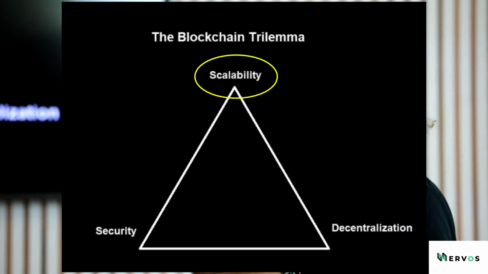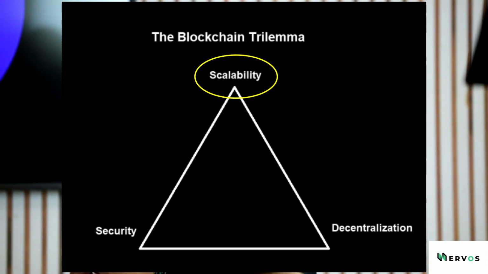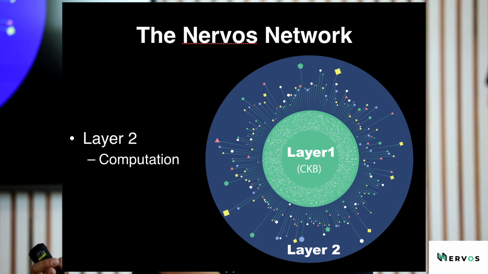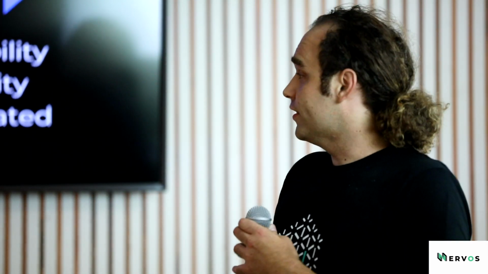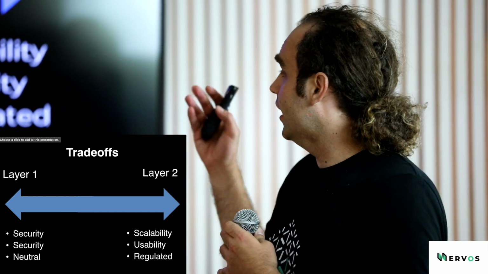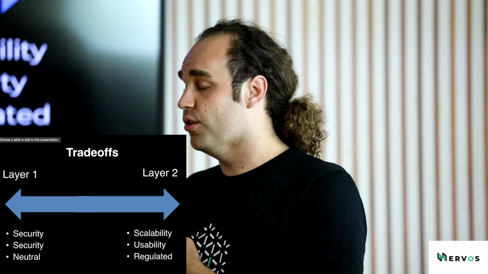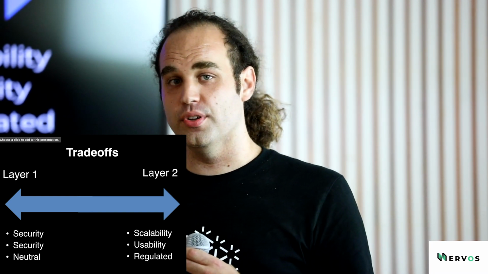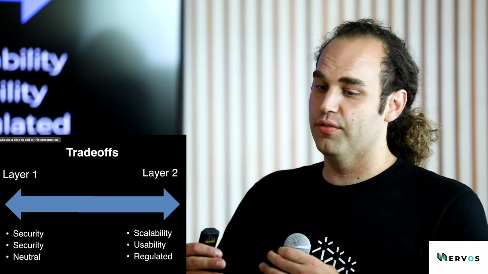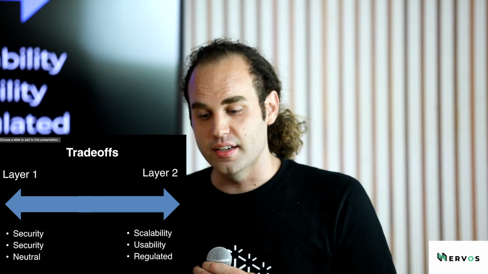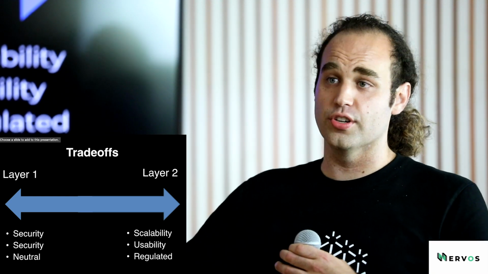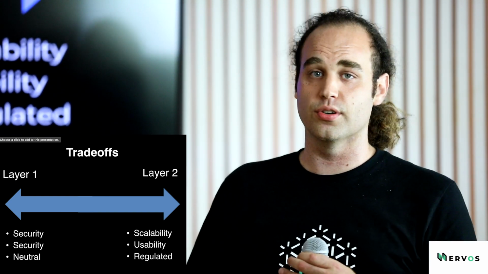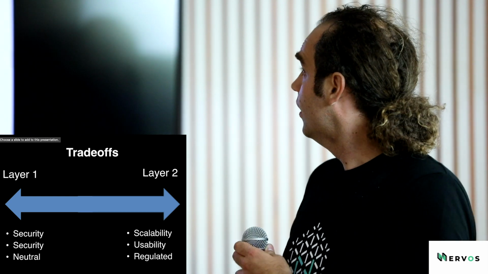On the second layer, we can then address scalability. That's computation. All of the transactions that people are doing, we can get out of layer 2. And this allows us to make trade-offs. At layer 1, we can be very secure, we can be neutral, while layer 2 addresses scalability, usability, and also regulation. You can have a permissionless blockchain that is not governed by certain jurisdictions, while at layer 2, you can have companies that run these systems that are subject to certain regulations in different jurisdictions.